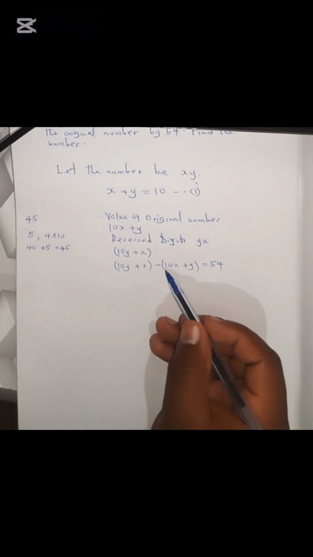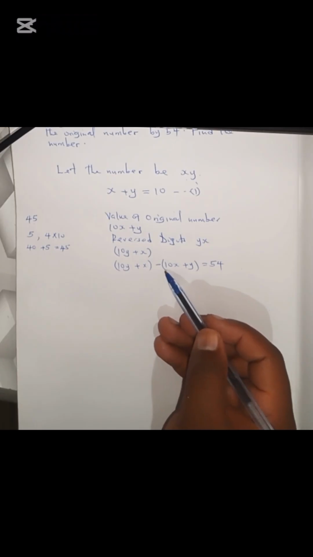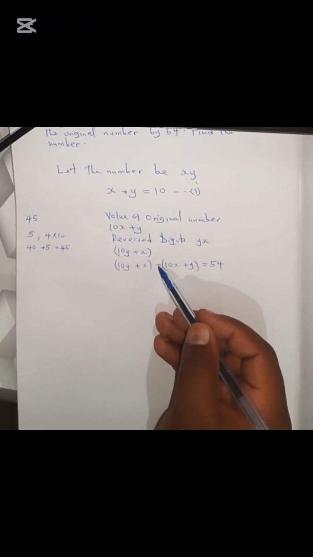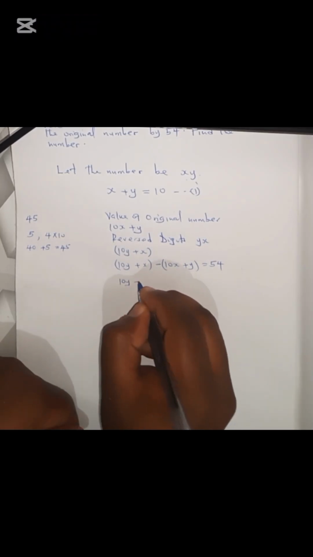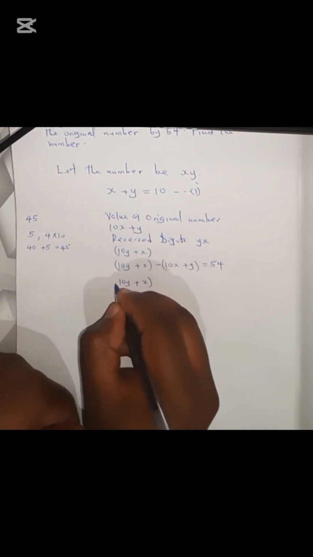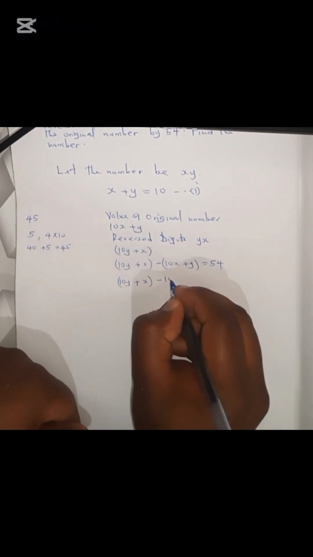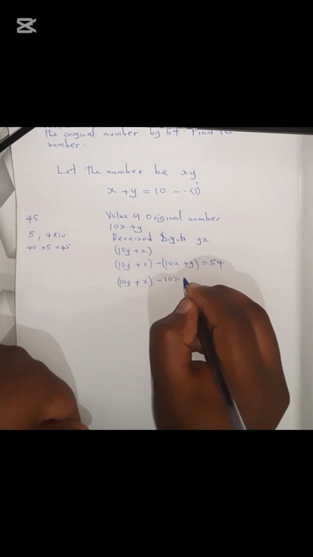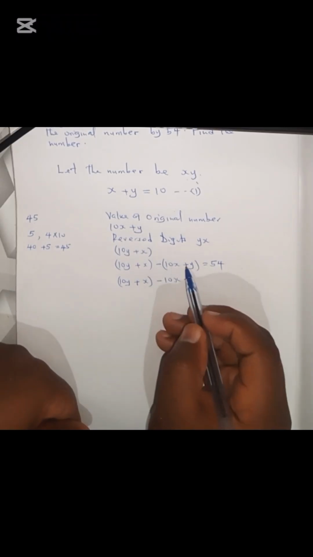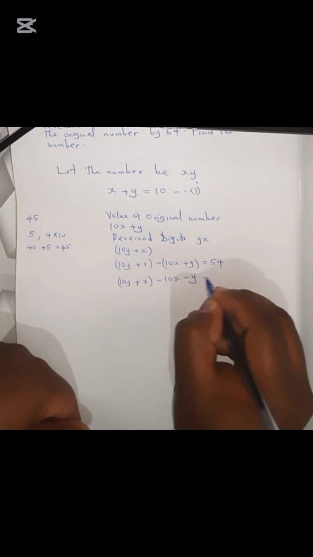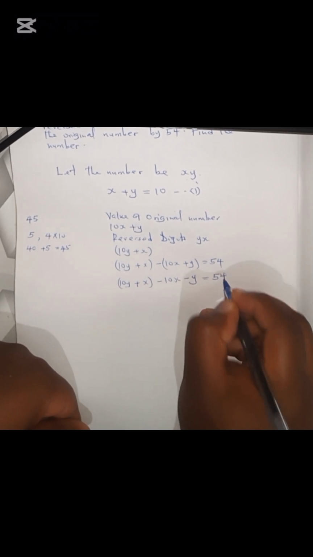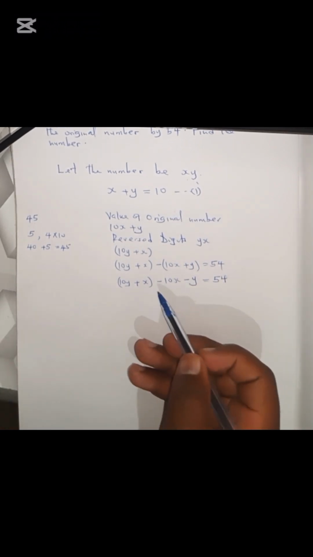So here we can see that we are having a bracket here, and here we have a minus. So we are going to open this bracket or do what is called expansion. So we are going to have 10y plus x minus 10x minus, that is negative times positive, so that is a minus, which is negative, so we have this, equal to 54.